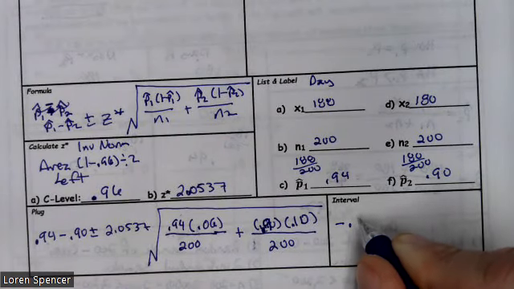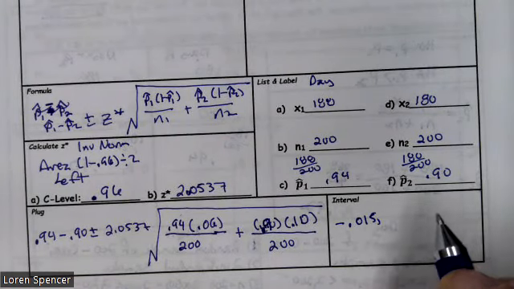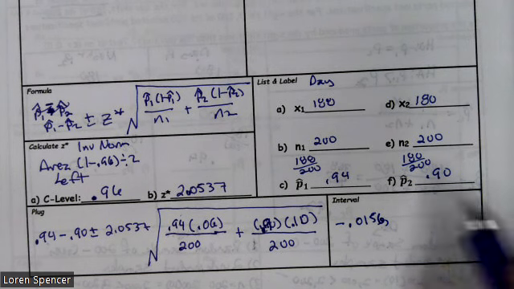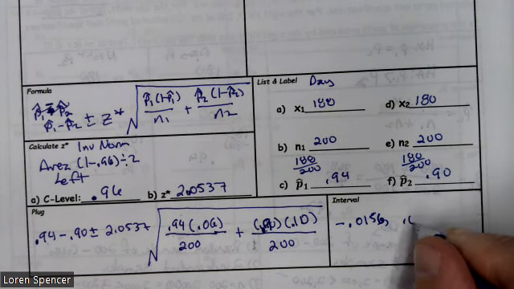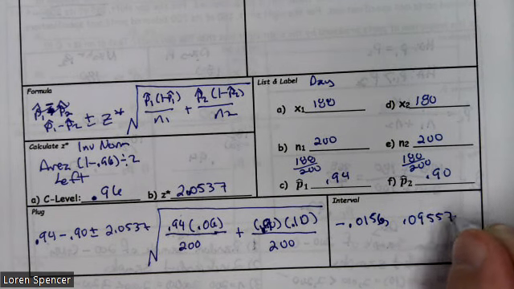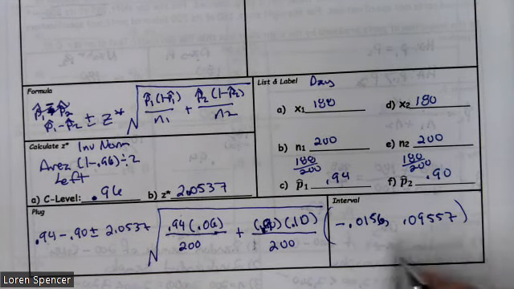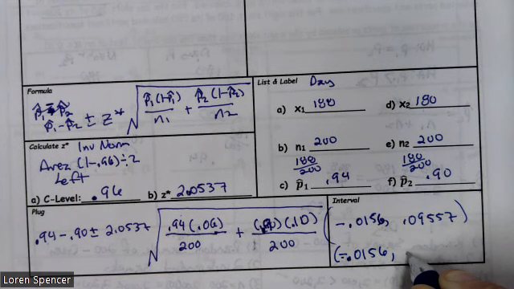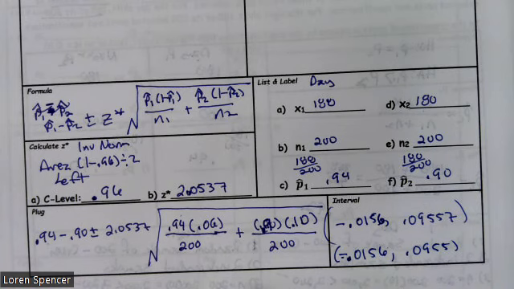Negative 0.0156 to 0.0957. So there's my interval. I'll rewrite that. Negative 0.0156 to 0.0957. I only need 4 places. All right, so this is my lower bound, this is my upper bound. As we see, we can see that 0 is contained. Because 0 is contained, we can't say at the 96% level that there's a difference in the proportion that meets specification.